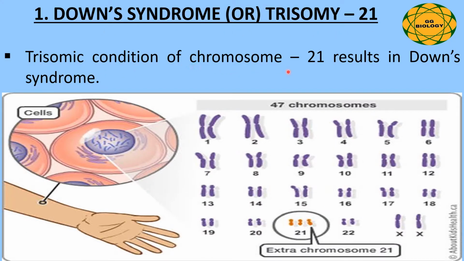Trisomic condition of chromosome 21 results in Down syndrome. Here in this picture, the chromosomes of man are shown, out of which 22 pairs are the body chromosomes or autosomes, and the last, 23rd pair is known as the allosome or the sex chromosome. Here in autosome chromosome number 21, an extra chromosome is seen, resulting in 3 chromosomes. So this condition is known as trisomy 21, which results in Down syndrome.